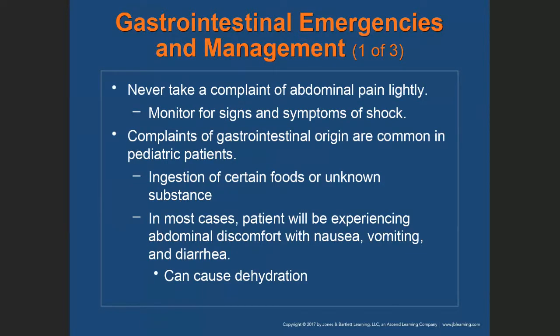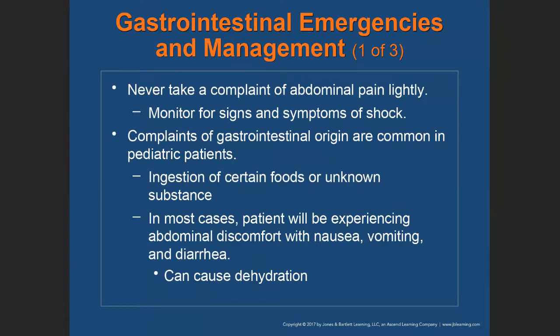So if your child tells you that they're not well, sometimes they might be telling you that because they don't want to go to school. But if you know your child very well, you're going to know when something is wrong. Don't take it lightly if they're not behaving as they usually behave. It can mean the difference between life and death. So never take a complaint of abdominal pain lightly.